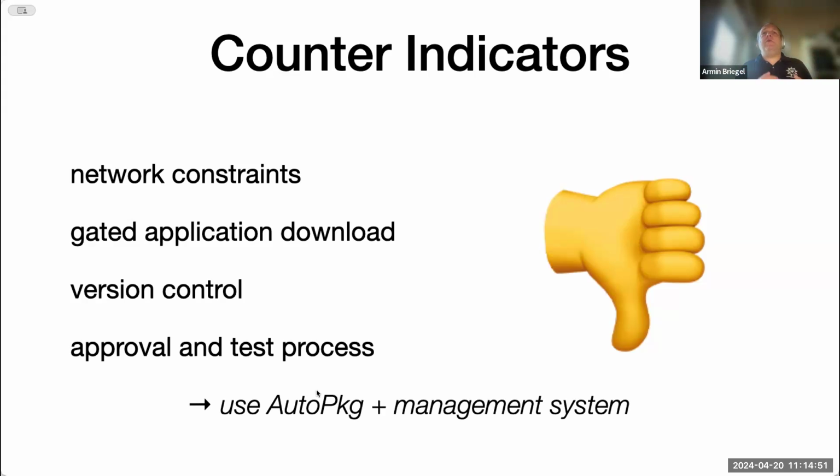But this is where the aforementioned AutoPkg comes in. With AutoPkg, you're automating the download and repackaging part, then putting it in your management system, and you can use your management system solution to control the version and have an older version available and installed on the clients until the latest version is approved by your processes.